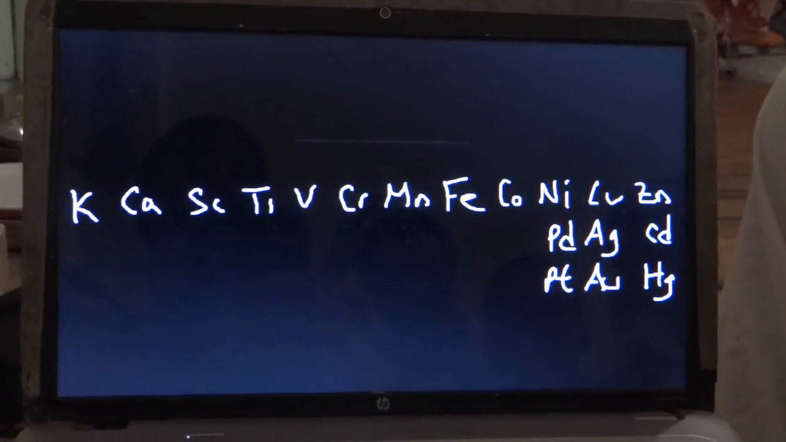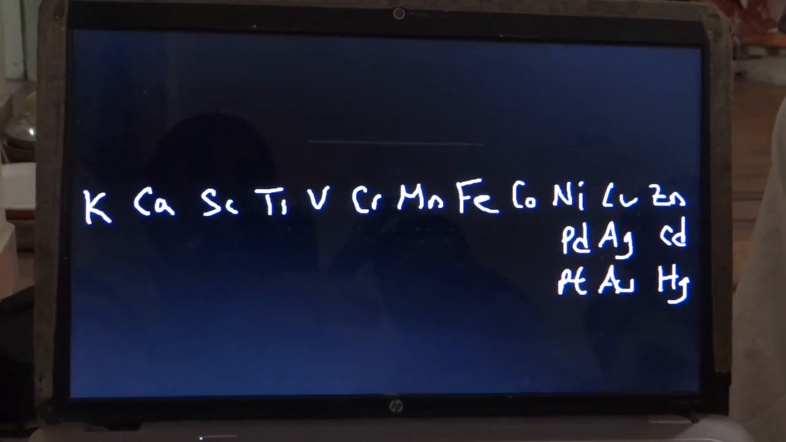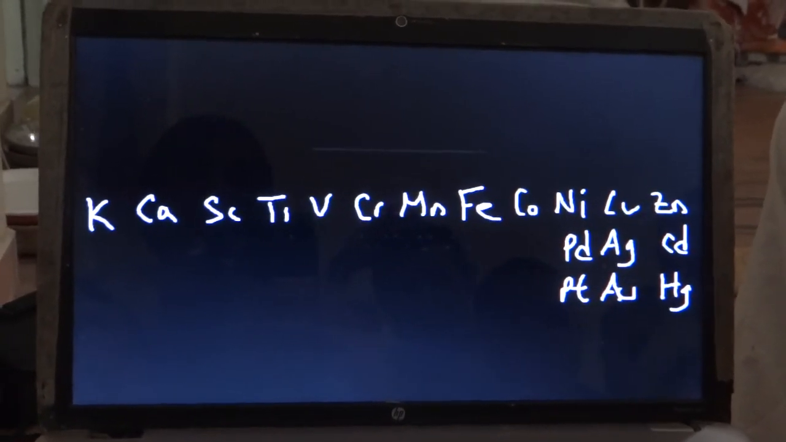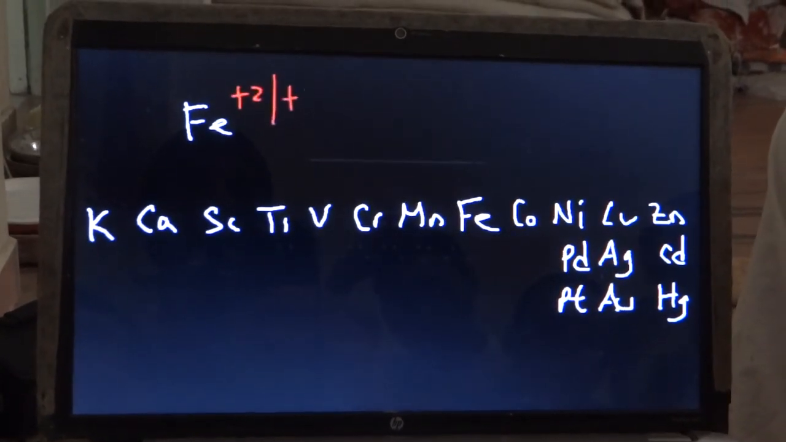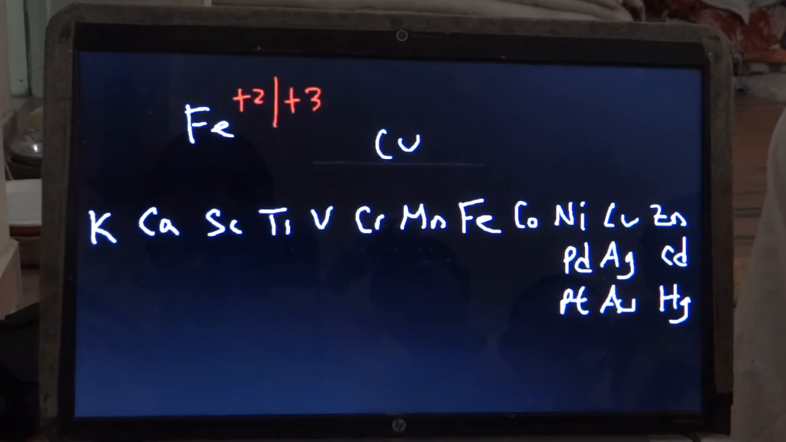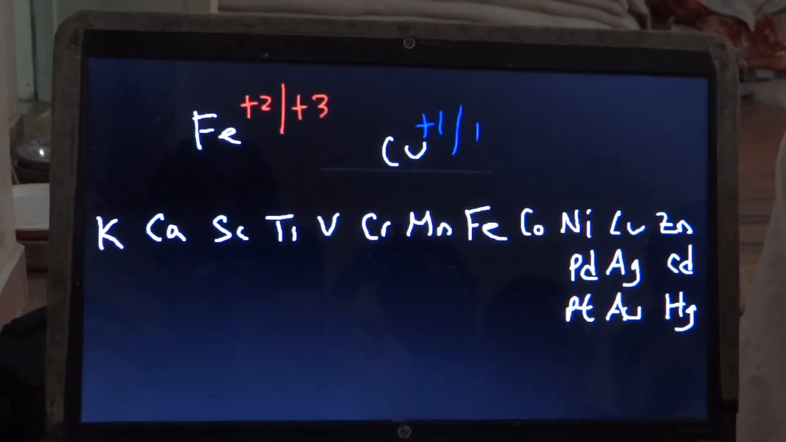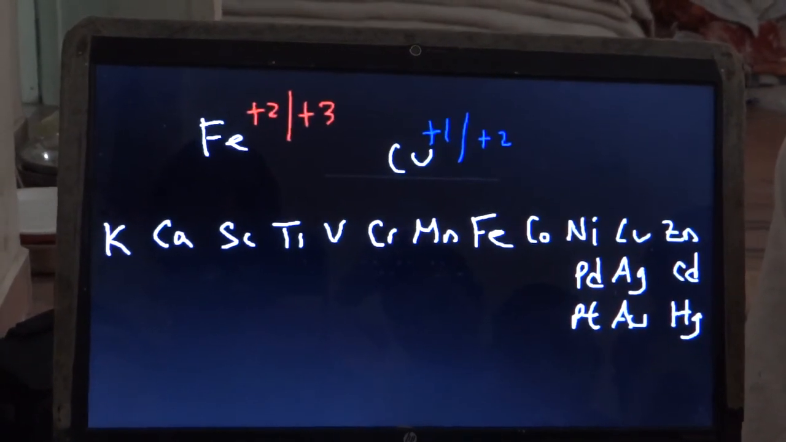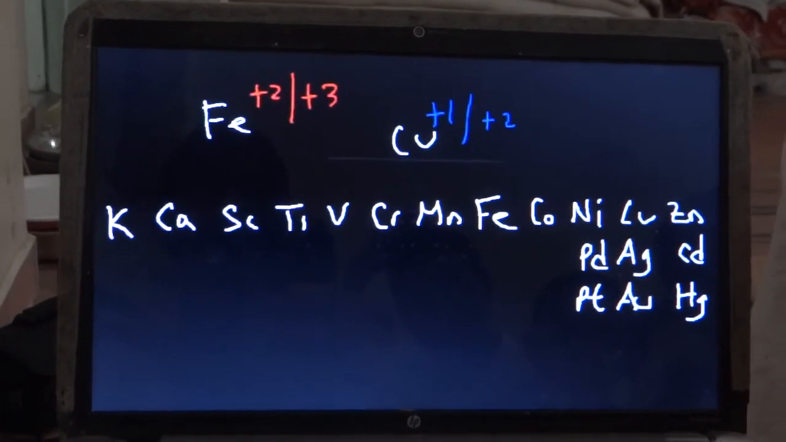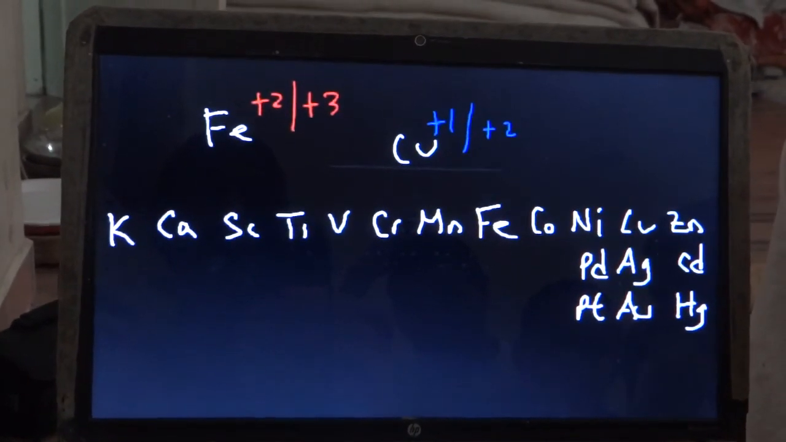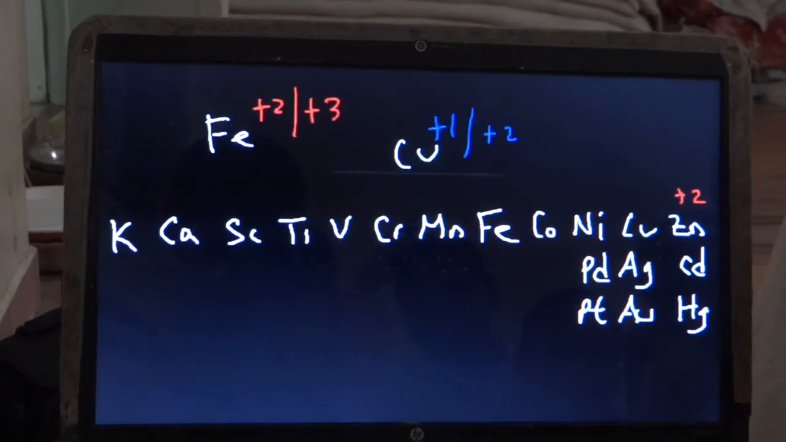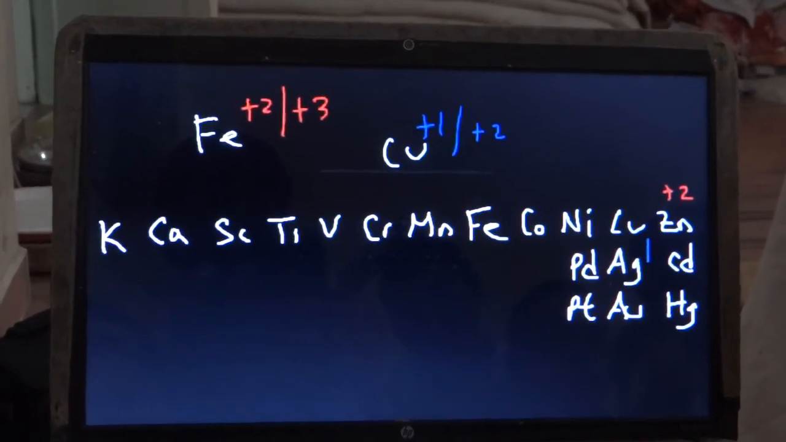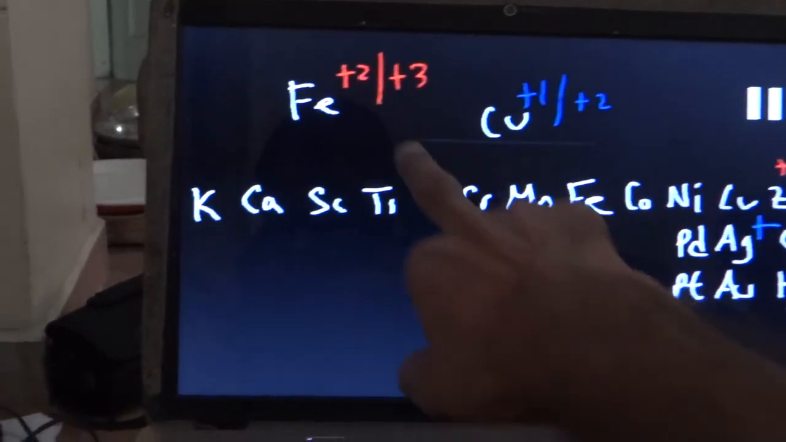Now, the transition metals have variable charges, at least most of them do. For example, iron can be in the +2 or +3 oxidation state. Copper is typically +1 or +2. But some of the transition metals, like zinc, have a common charge of +2. 99% of the time, zinc has a charge of +2. Same is true for cadmium. Silver is usually +1.